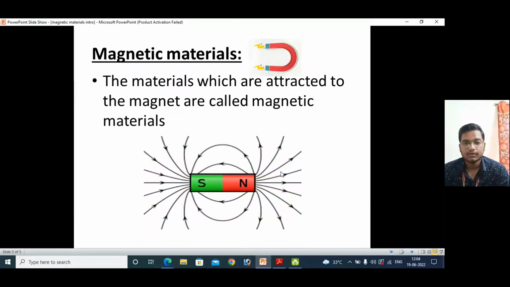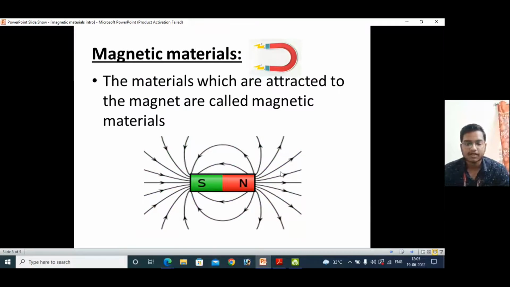In this video, we will be seeing in detail about magnetic materials. The materials which are attracted to the magnet are called magnetic materials. In daily life, we see many iron nuts and bolts are attached to the magnets. So those are the examples of magnetic materials. Now let us see the types of magnetic materials.